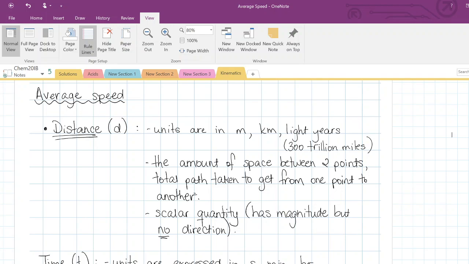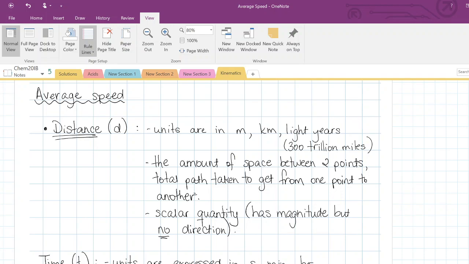This first term, distance, is going to be nothing new to you guys, and we did chat a little bit about distance yesterday, or the last time in our intro to graphing lesson. Distance in physics is given the variable lowercase d. There's a wide variety of units we can use. The most common would be meters or kilometers, but you could even talk about light years, if you were talking about something traveling through space, for example. A light year is 300 trillion miles, so quite a large distance.